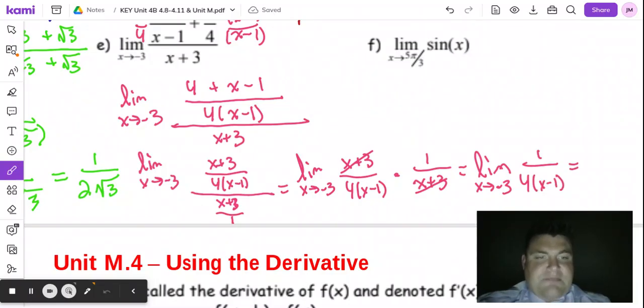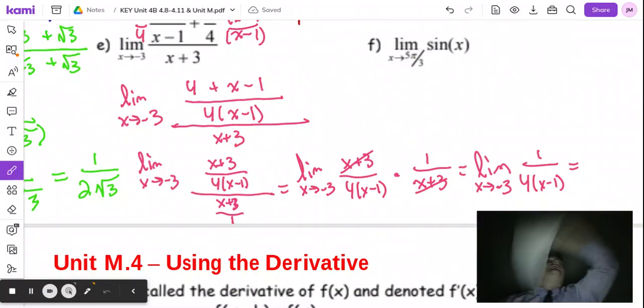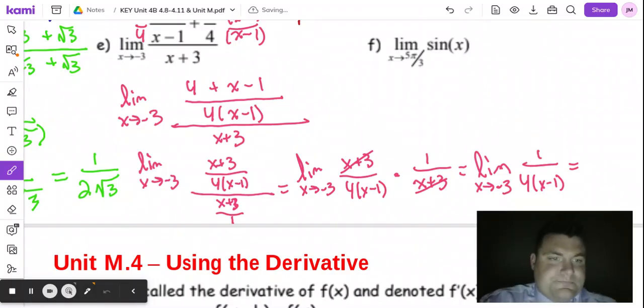When I plug in that -3, I'm going to get negative. I can't see my key anymore because it's dark. I don't care. -1/16.